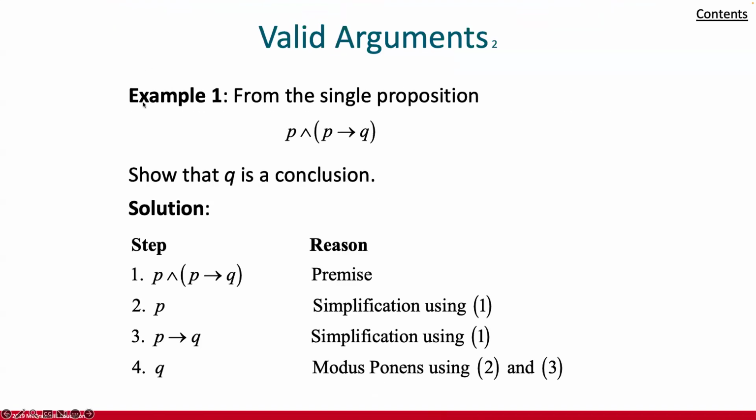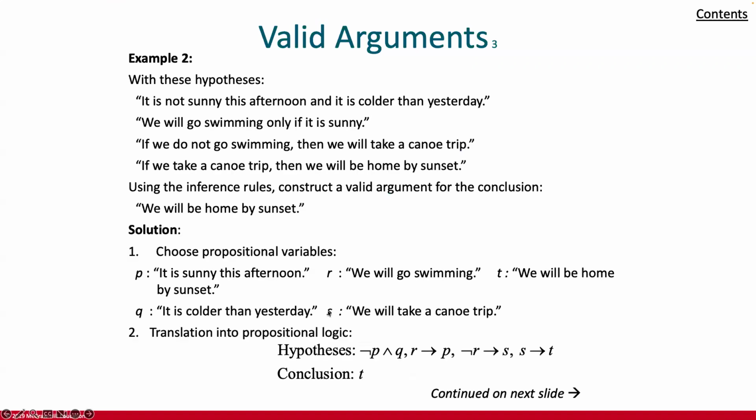So here's an example, and I'm not going to go through these solutions, but just give you a sense to look over them. From the simple proposition here, show that Q is a conclusion. And so thus we can see how we go about solving this and what are the steps that we use to do that. So that's good. First example.